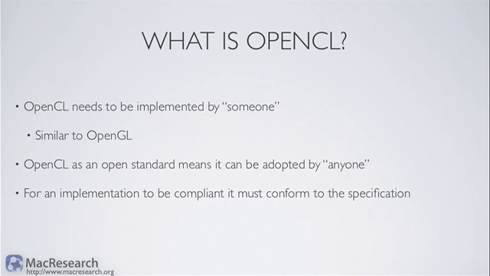The important thing about this is that, like OpenGL, it's an open standard, which means that anybody can adopt it and write their own implementation. The only important thing for anybody building an implementation is that if they want to be compliant, they have to conform to the specification. That is, you have to meet all of the minimum requirements that the specification lays out in your implementation. If you do, then you have a compliant implementation, and you can carry the OpenCL brand, if you will. So that's an important thing to consider.